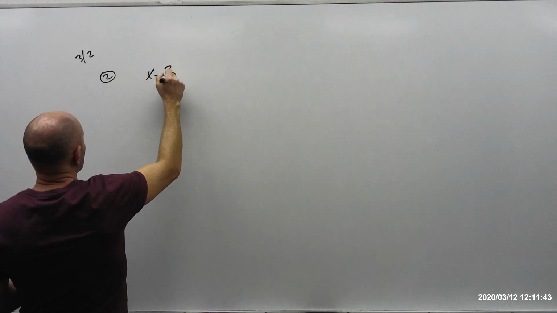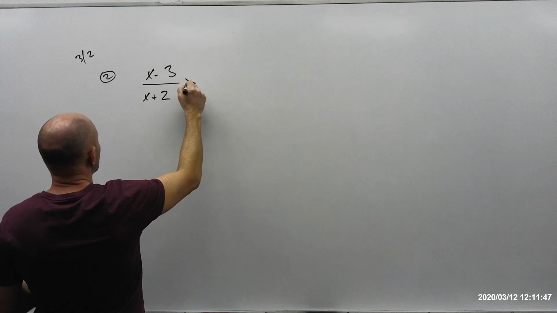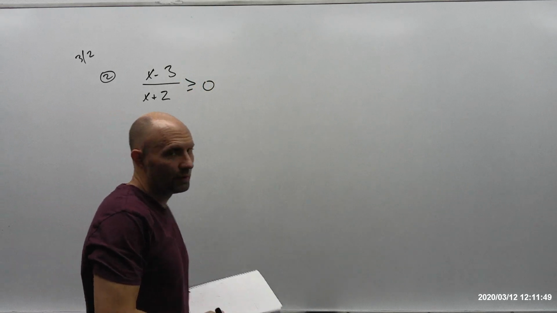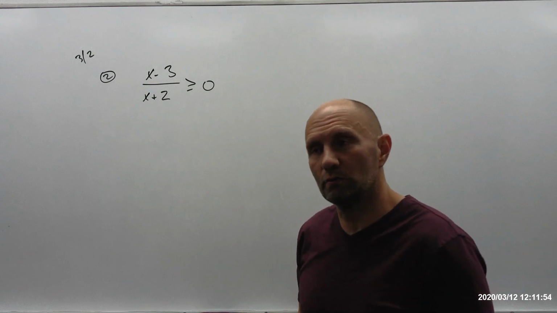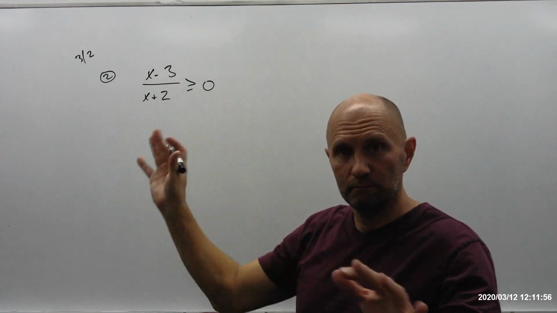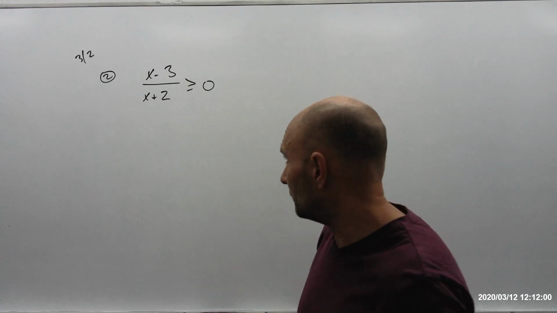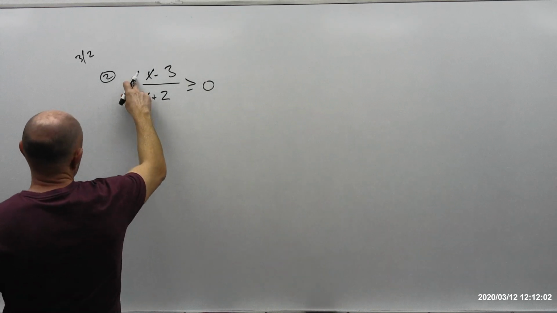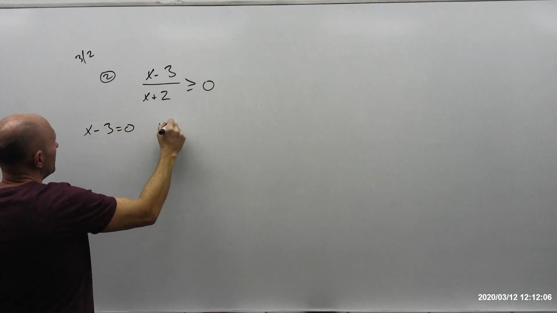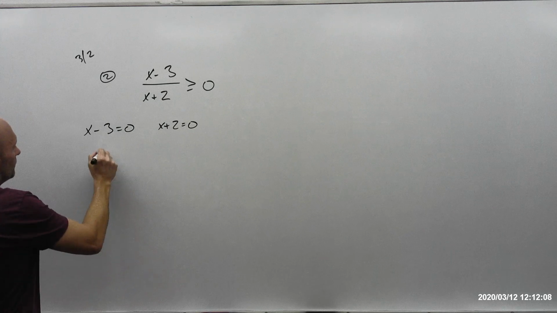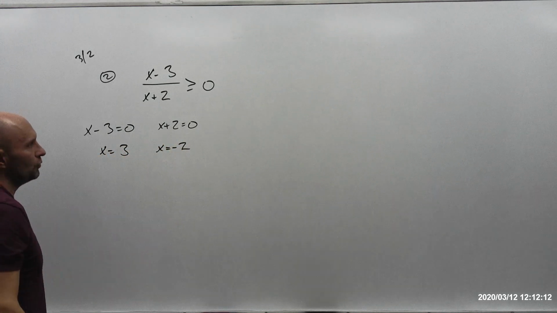We have (x minus 3) over (x plus 2) is greater than or equal to 0. This problem was kind of nice for us. It was already 0 on one side, it was already one term on the left side, and it was already factored as far as it could go. So I'm going to set both of these, x minus 3 equal to 0 and x plus 2 equal to 0. So x is 3, x is minus 2.